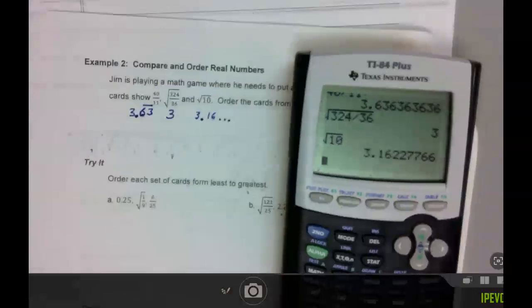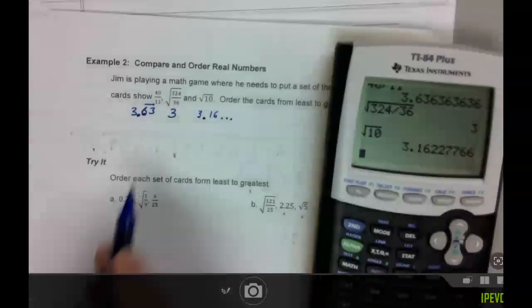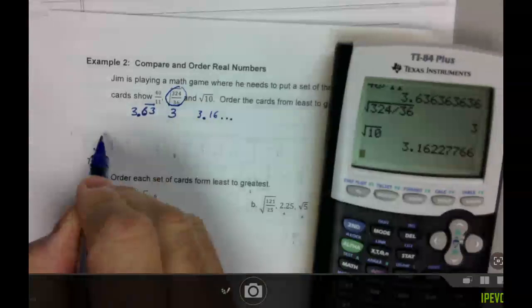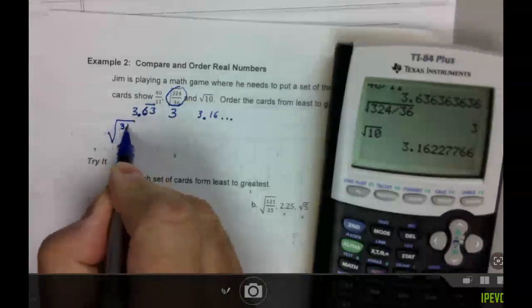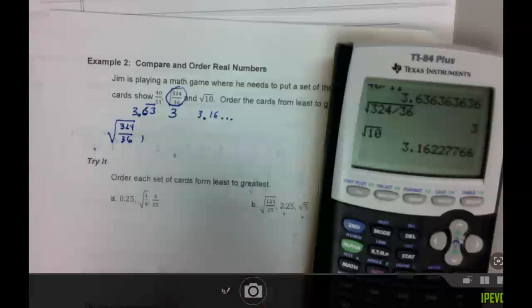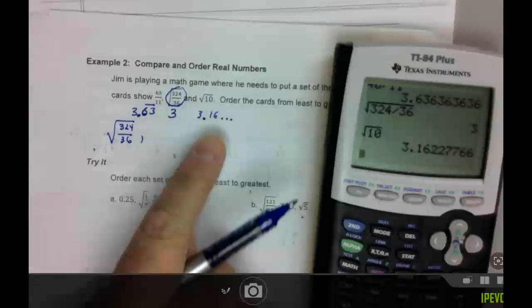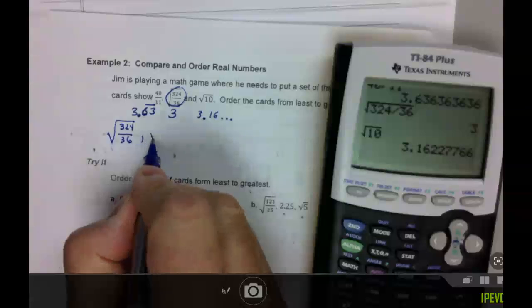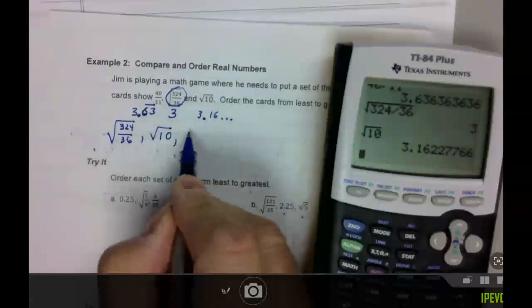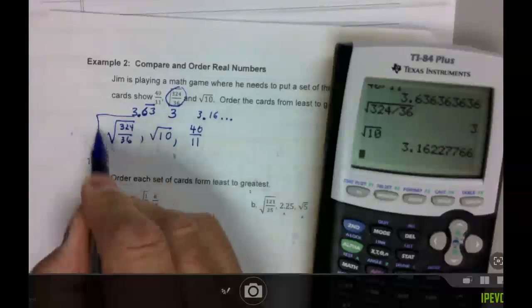Am I doing okay? Now, write them in order, but when you write them in order, put them back in their original form. Does that make sense? So they want you to go from least to greatest. So which one was the least number? This one right here, correct? So then rewrite it back in its original form. Okay? Agreed? And then what's the next smallest one? The square root of 10, agreed? Then it's the square root of 10. And then the last one, of course, is 40 over 11. And that's what you should get right there.